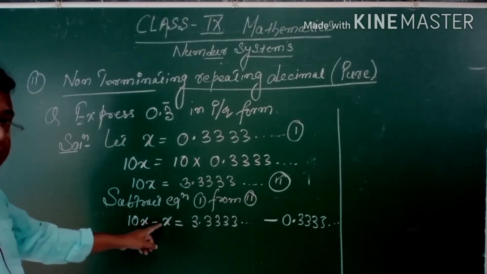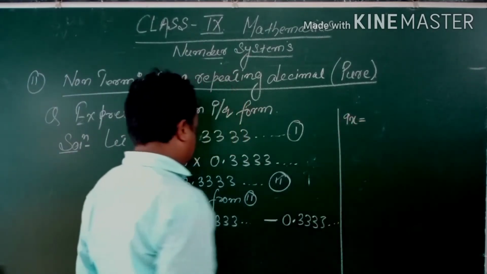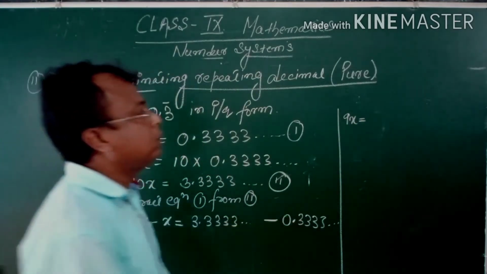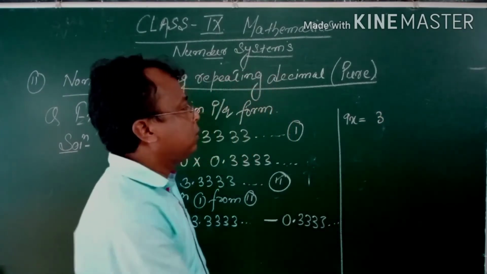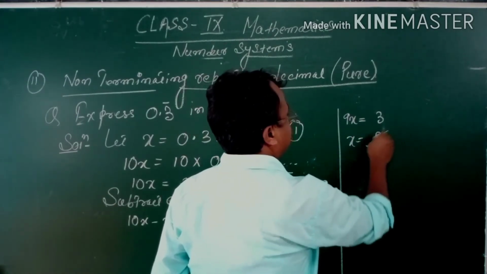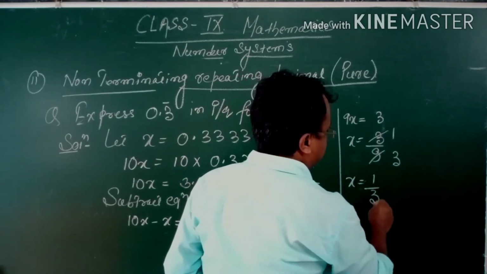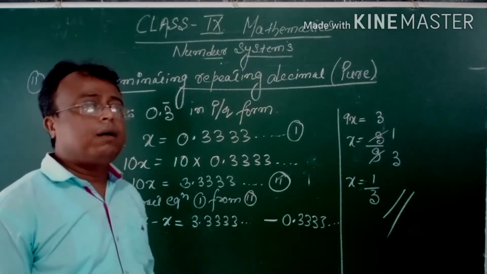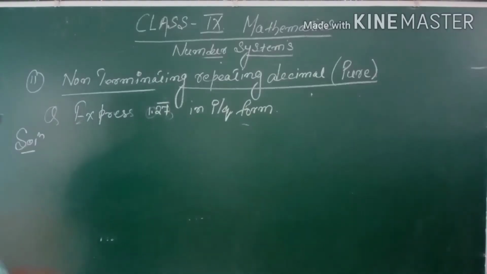Now 10x minus x, it is what? 9x is equal to 3.3333 minus 0.333. This you will get 3. Alright, so now x is equal to 3 by 9. So 3 1s are 3, 3 3s are 9. So x is equal to 1 by 3. So now you see this decimal number is converted into p by q form. Let us take one more example.